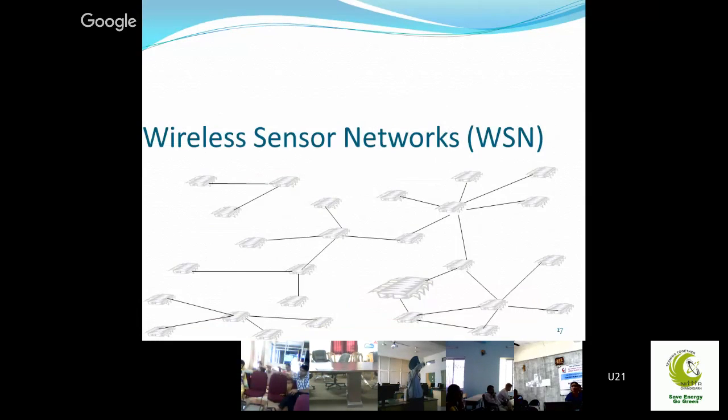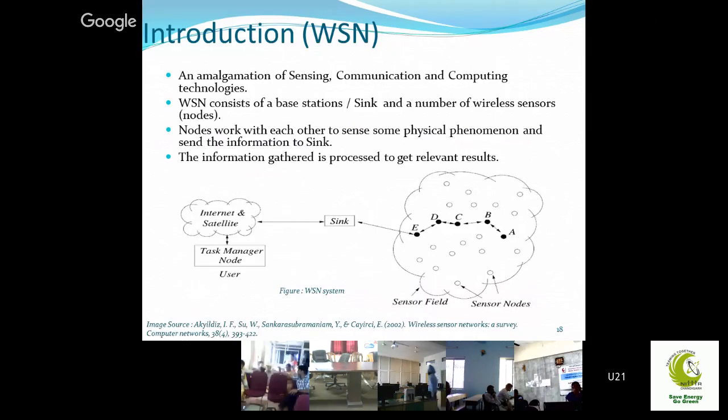So now we will move towards wireless sensor networks. Wireless sensor networks are an amalgamation of sensing, communication, and computing technologies. A wireless sensor network consists of a large number of sensor nodes which can sense some physical phenomena and communicate the information to your sink node, which can be further connected to, say, the internet, where you can do all your analytics and take some control actions.